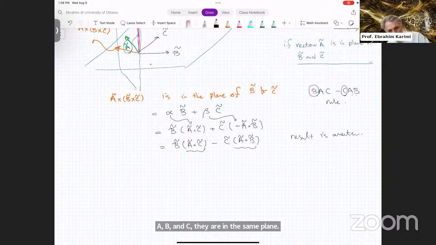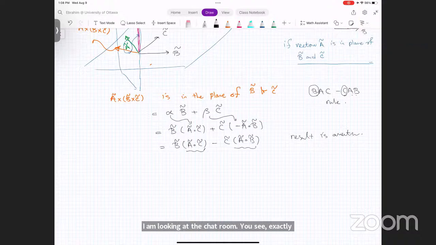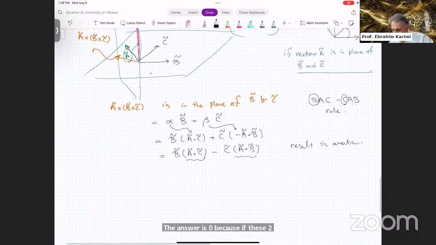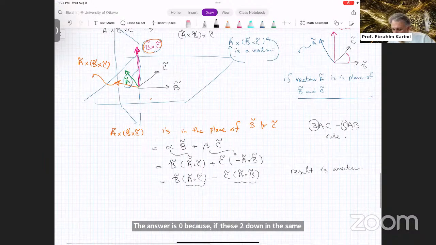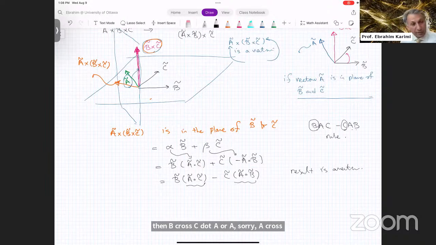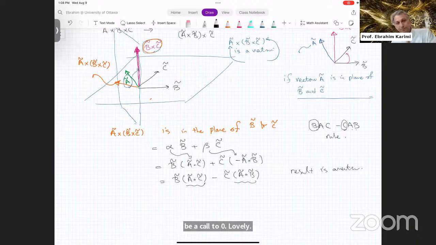I am looking at the chat room. Let's see the result. Exactly. They're saying the answer is 0. The answer is 0 because if these are in the same plane, it means that A is in the plane of B and C, then B cross C dot A, or A cross B C, will be equal to 0. Lovely, fantastic. Okay, good.